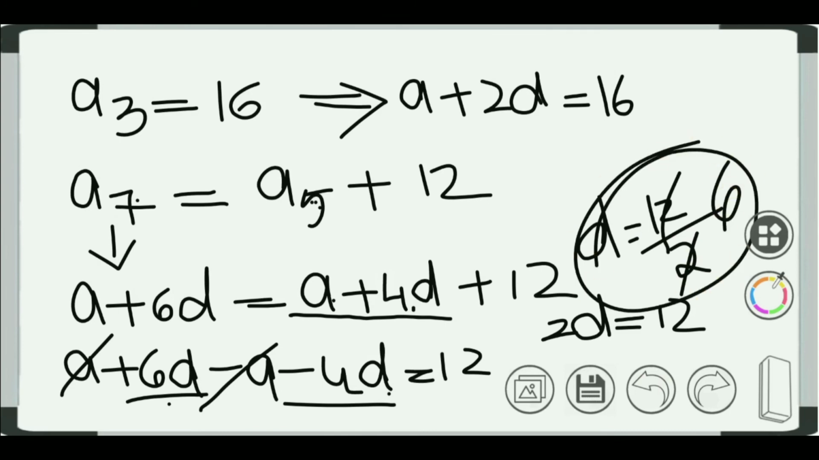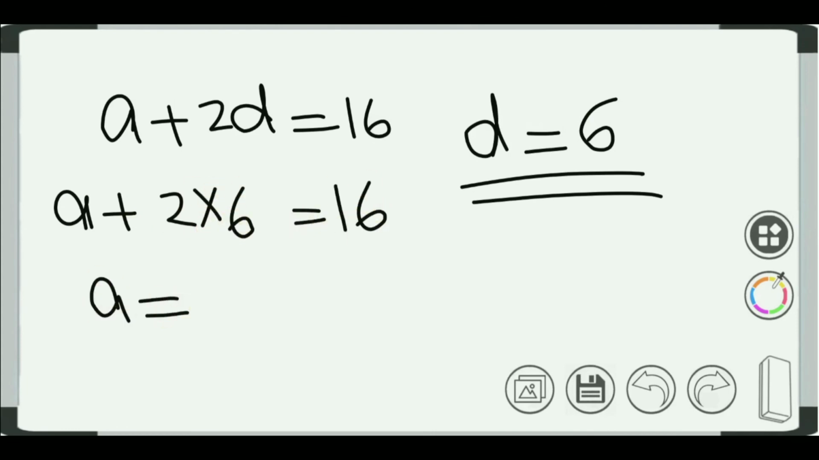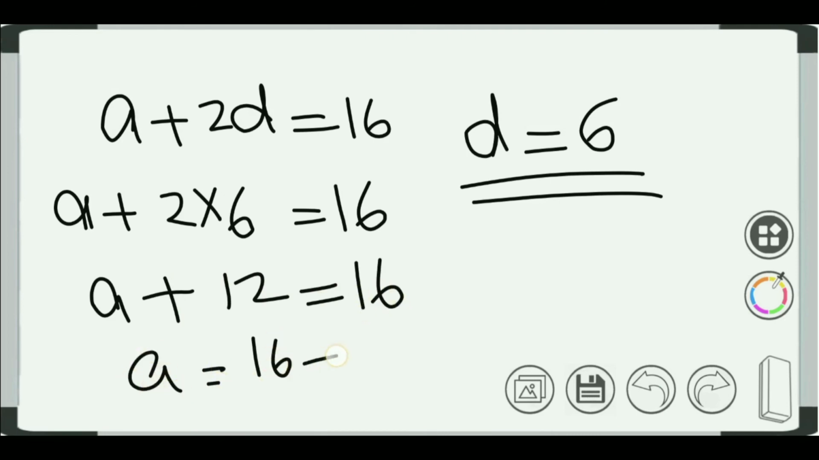Now you can substitute this value of D in the first equation, A plus 2D equal to 16, and get a value for A. You got the value of D as 6. Substitute this one. A plus 2 into 6 is equal to 16. A plus 12 is equal to 16. Therefore, A is equal to 16 minus 12. What is 16 minus 12? 4. So finally, you got a value for A and a value for D. Now can you form the AP?